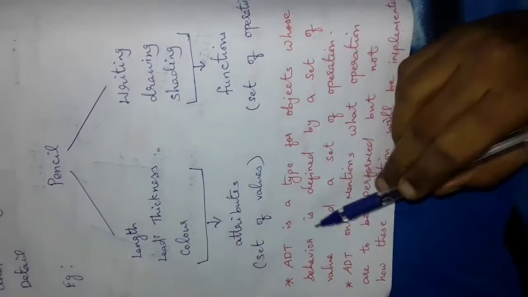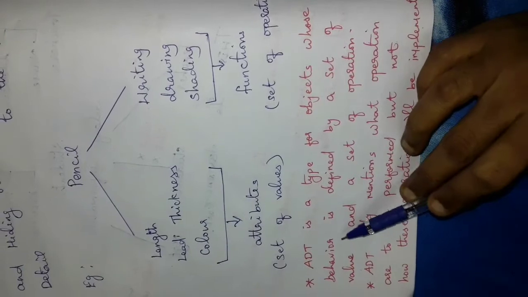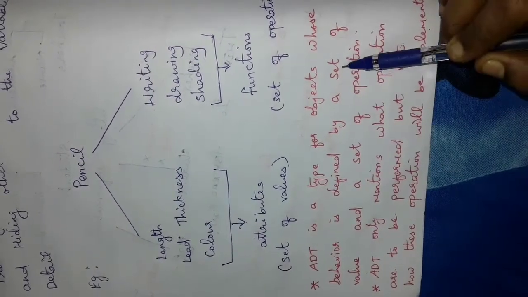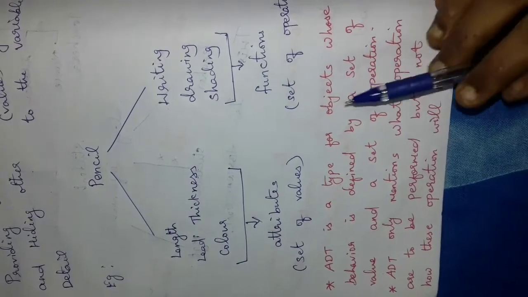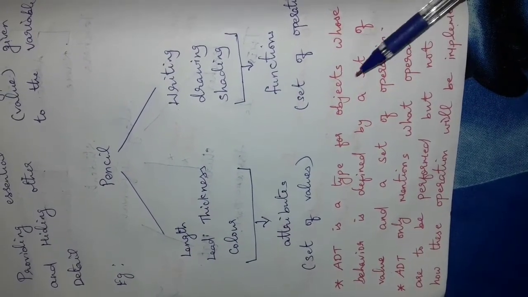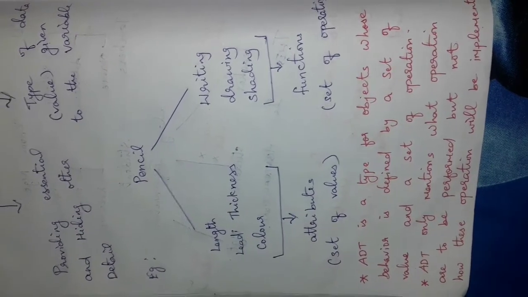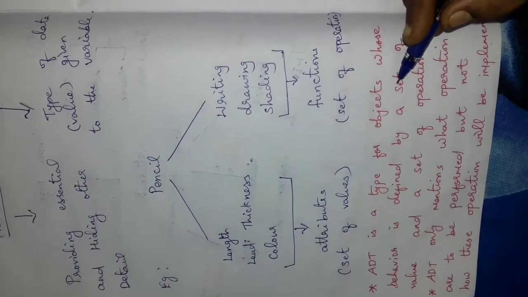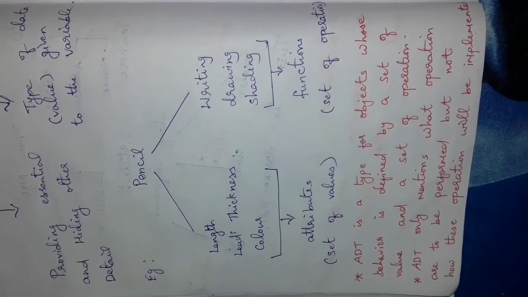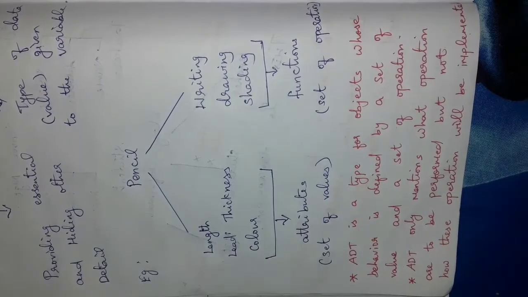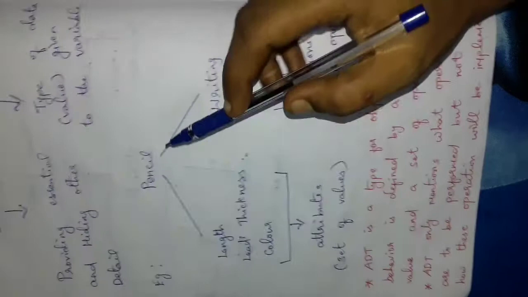Abstract data type is a type for objects whose behavior is defined by a set of values and a set of operations. So here everything is taken as an object and the object's behavior is defined using two things. One is a set of values. This set of values we call attributes, and the set of operations, that is functions. We'll see an example now.